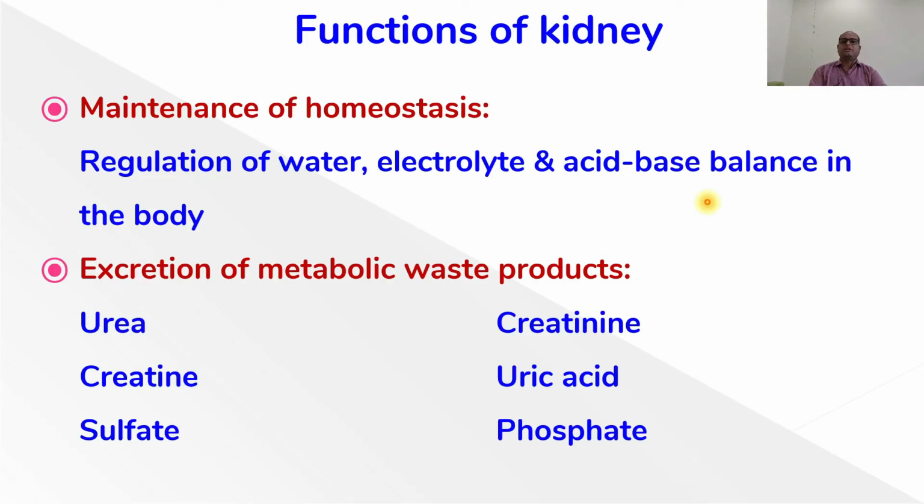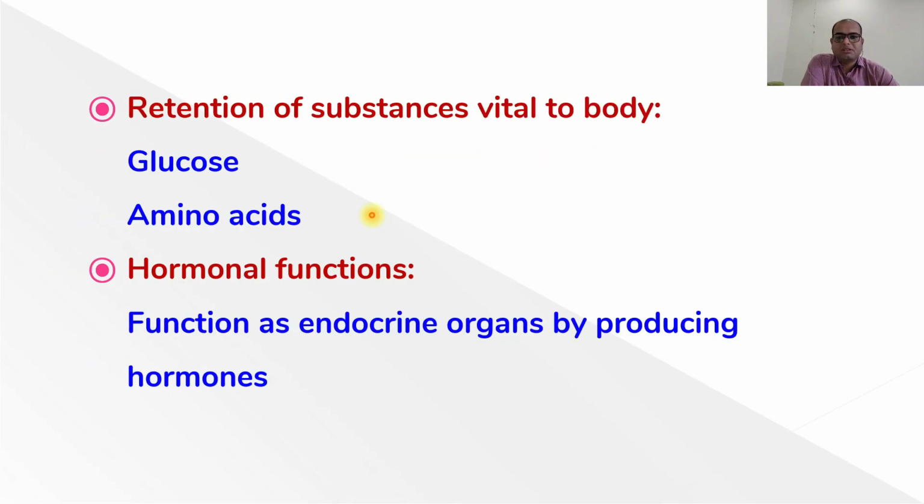So what are the functions of kidney that we have to understand? First is maintenance of homeostasis. Basically it means regulation of water, electrolyte and acid-base balance inside the body. And that includes excretion of metabolic waste products like urea, creatinine, uric acid, sulfate, phosphate. Also retention of the substances vital to the body. Actually when filtration first happens, almost 99% of the content which is soluble in the fluid goes out. So most of the content comes back afterwards in the reabsorption process. So that is where retention of the important substances happens, and that includes glucose, amino acids, etc.